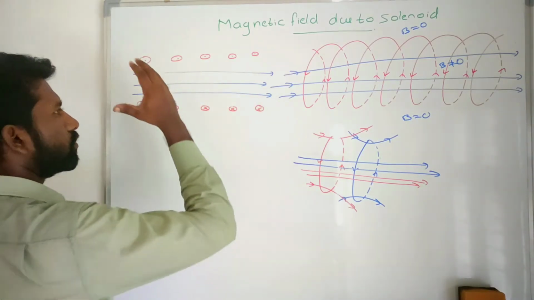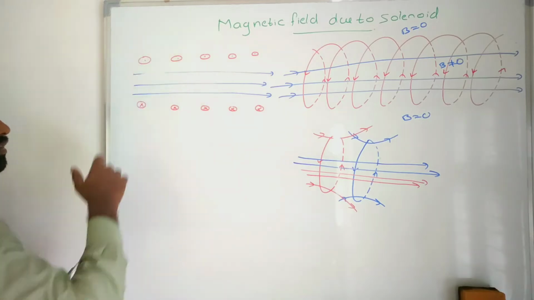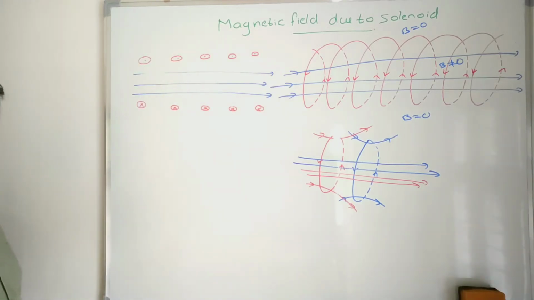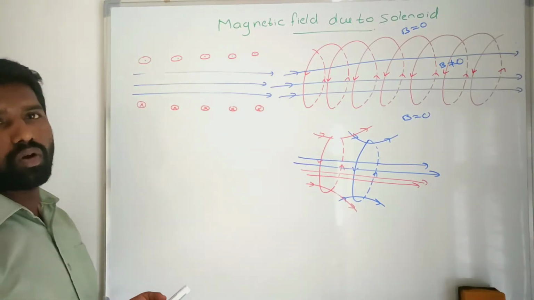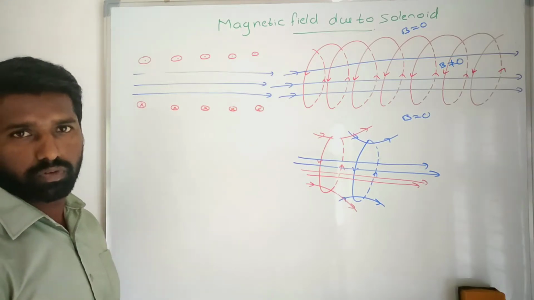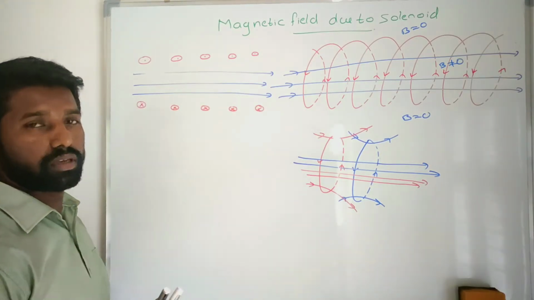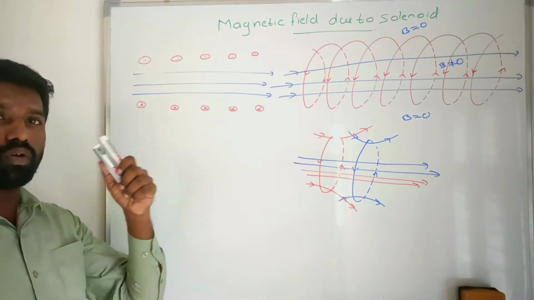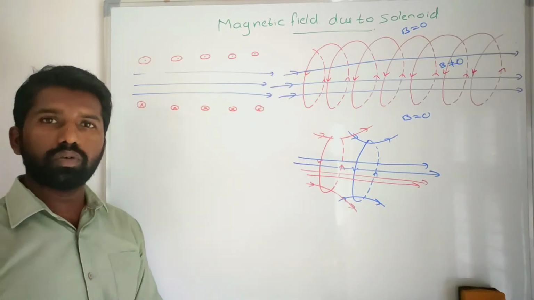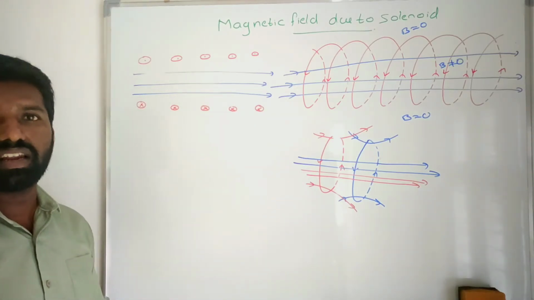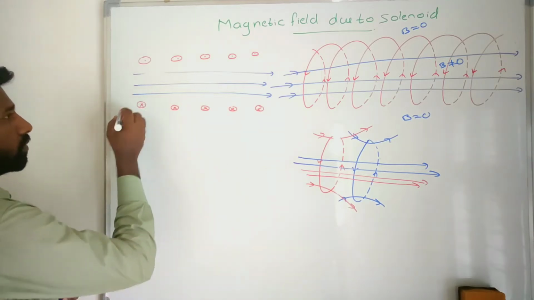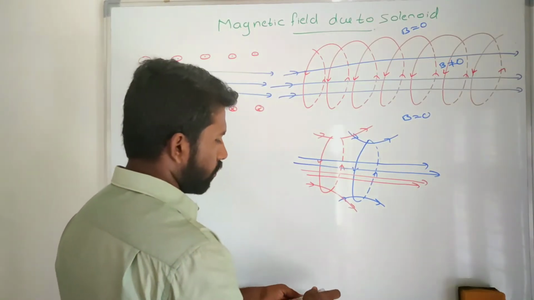I need to find the magnetic field inside it. So I am using Ampere's circuital law. Ampere's circuital law is applicable for a closed loop. Here I am going to take a closed loop like a rectangle. So I am taking a closed loop like this.